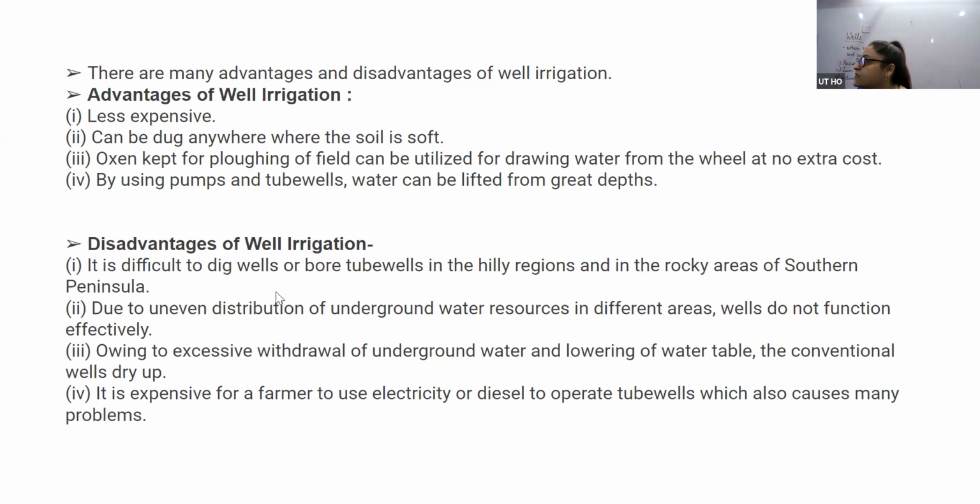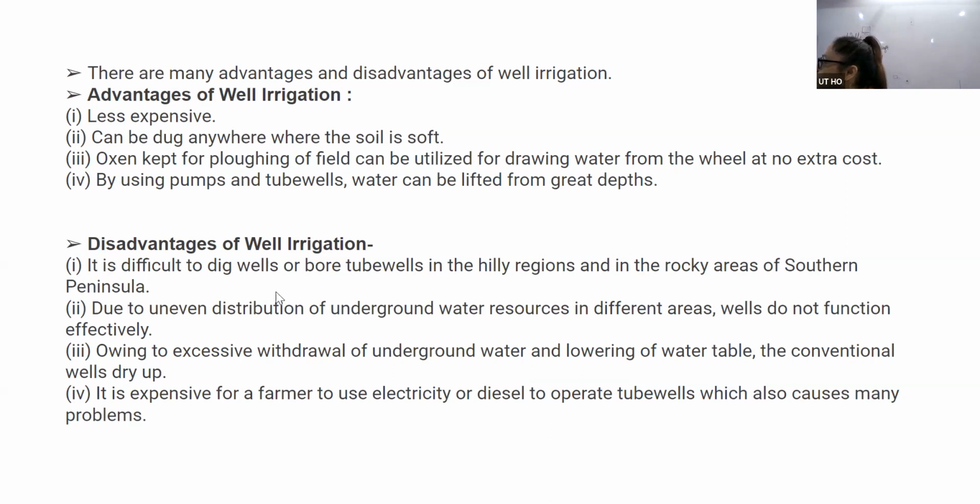Then owing to excessive withdrawal of underground water, lowering of the water table, the conventional wells dry up. Because you're overutilizing that water. So the groundwater, the water table goes down. So that depletes the water resources and the wells dry up. You don't have enough water there.